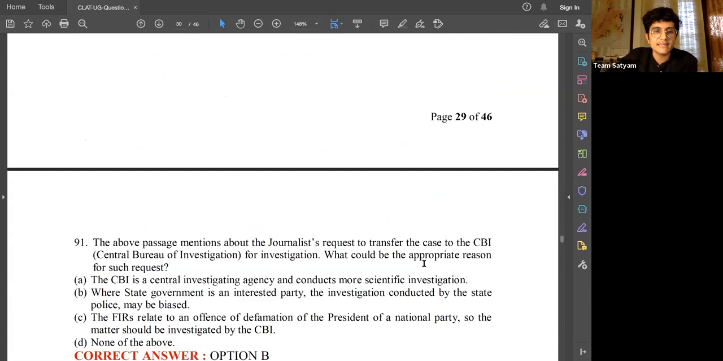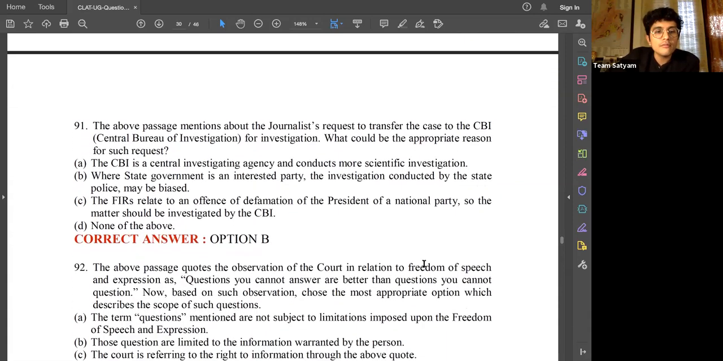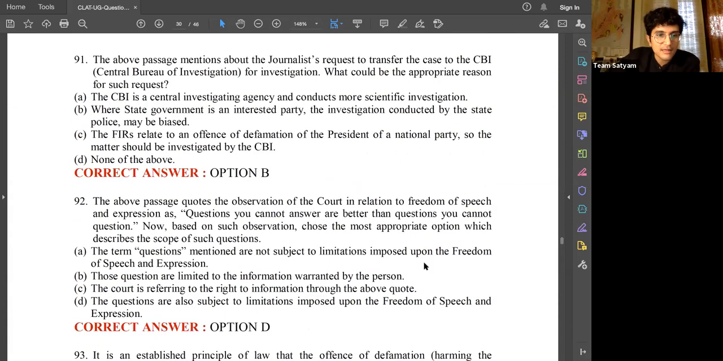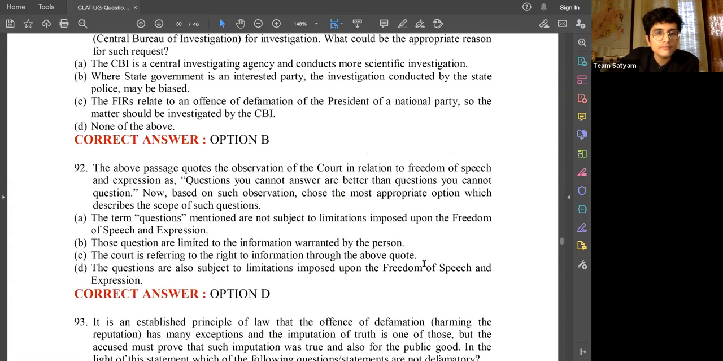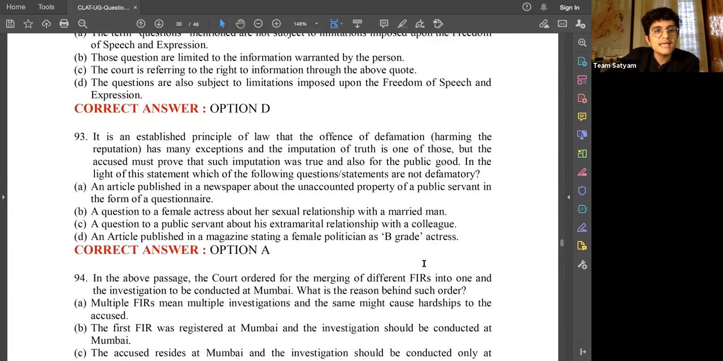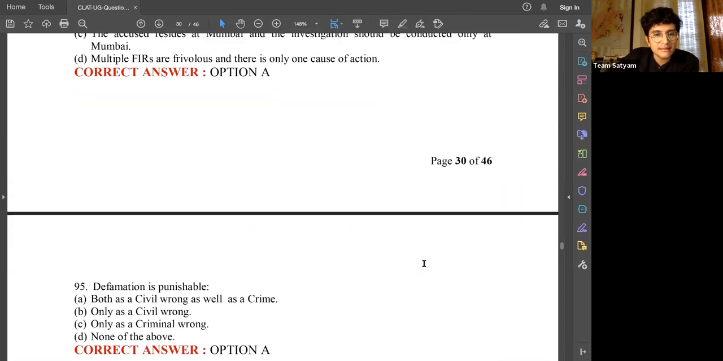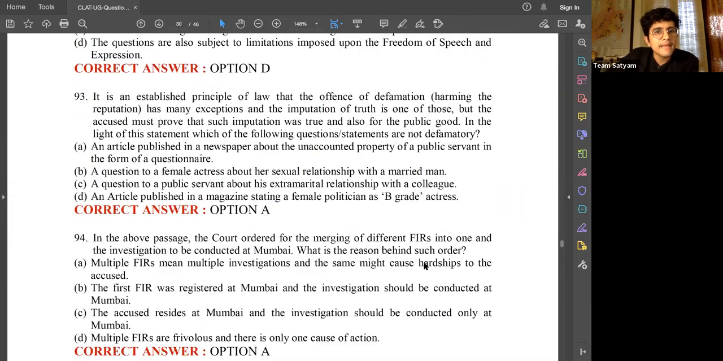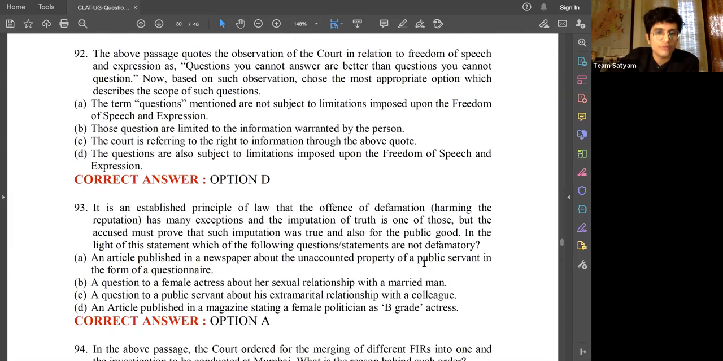So let's look at the passage. Let's look at the questions over here. Now from 91 to 95, the questions that form a part of this passage, 91, 92 and 94.